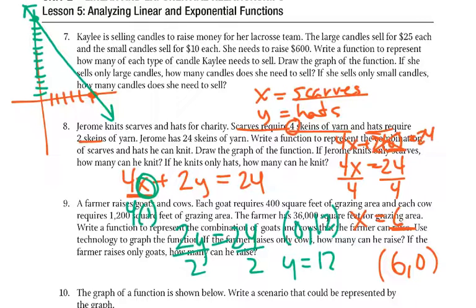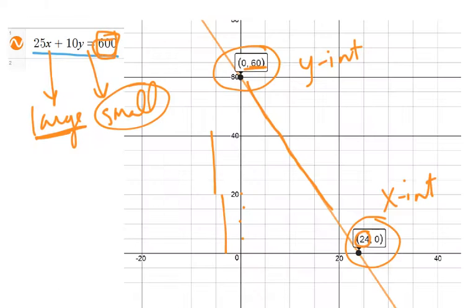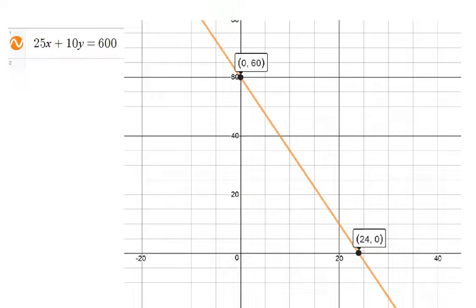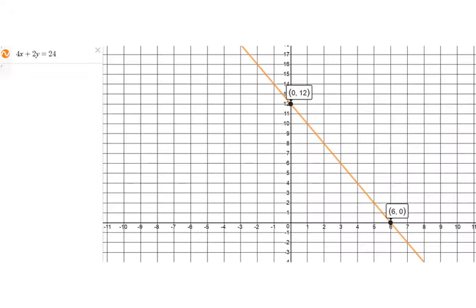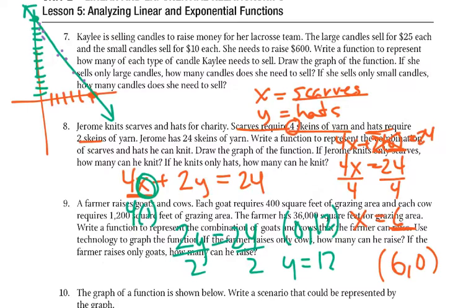Okay, and once again, all these points here represent how many scarves or hats or whatnot to make. But we can also graph it just like we did here, can't we? And we can see the same thing. I type in my equation. There's my y-intercept, there's my x-intercept, and what does it mean? If I wanted to use just the 24 skeins of yarn to make scarves, I could make 6. To make hats, I could make 12.